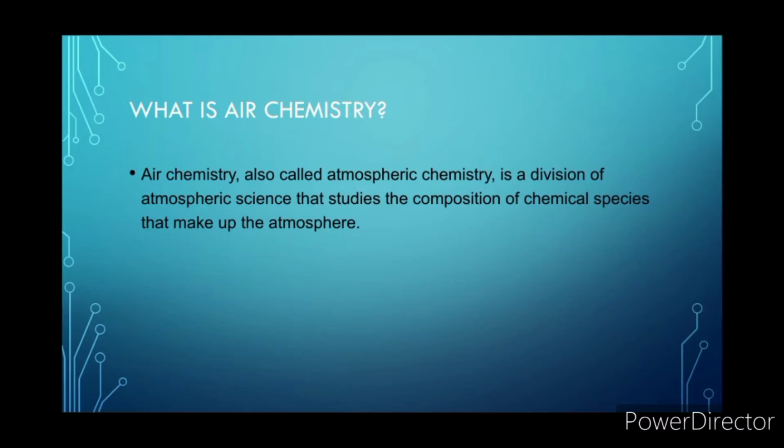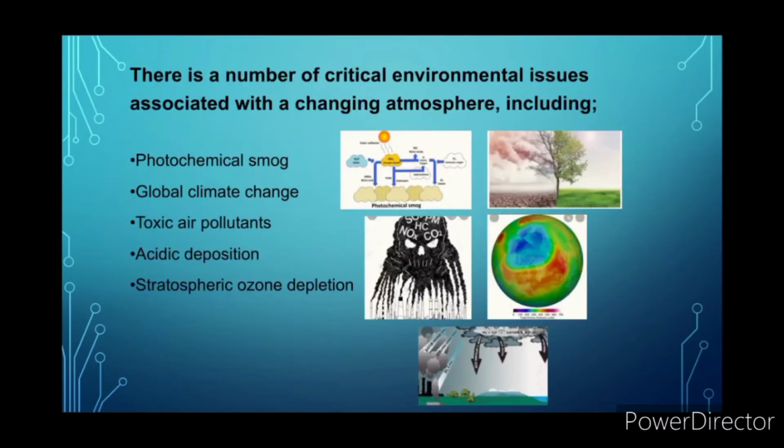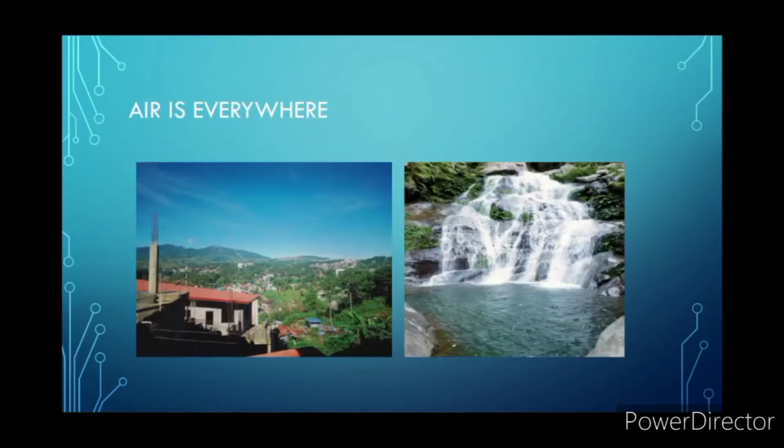The Earth's atmosphere has been altered by human activities, mostly from the beginning of the Industrial Revolution to the present day, and some of these changes are harmful to human health, agriculture, and ecosystem. So, here are some of the critical environmental issues associated with the changing atmosphere, which are photochemical smog, global climate change, toxic air pollutants, acidic deposition, and stratospheric ozone depletion. Air is everywhere, so we have to keep it fresh, especially as we are breathing it.